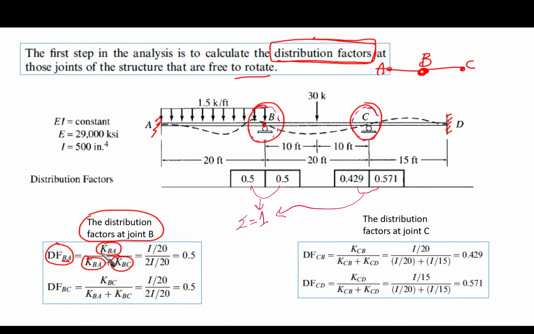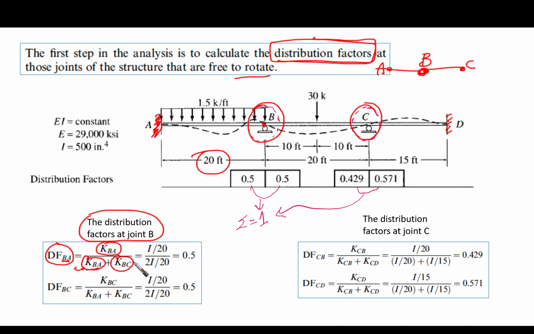So what is the meaning of K? Relative bending stiffness. So we are going to use I over L, the short form, if the far end is fixed. Let's go to BA. What is the far end here? Exactly, it is fixed. So we are going to say I over L, and L is 20 from here. So KBA is I over 20.